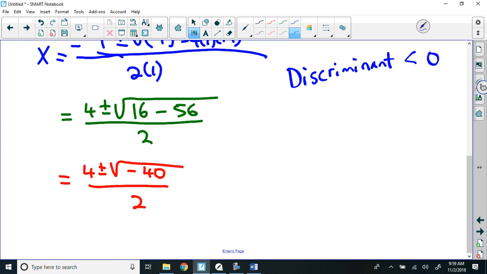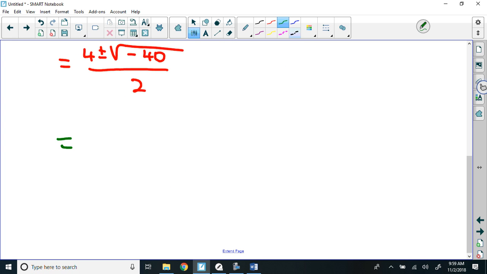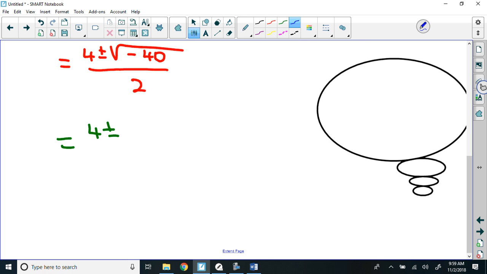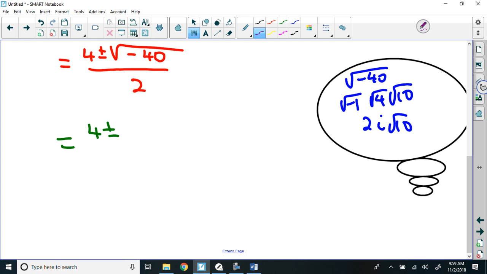We're going to pop an i out. So this is going to be 4 plus or minus. I like thought bubbles. In my thought bubble, I'm thinking to myself, what the heck is the square root of negative 40? Well, I know it's the square root of negative 1 times the square root of 4 times the square root of 10. So an i is going to pop out, a 2 is going to pop out, and a rad 10 is going to be left, right? So all this ends up becoming 2i rad 10. And the whole thing is still over 2.